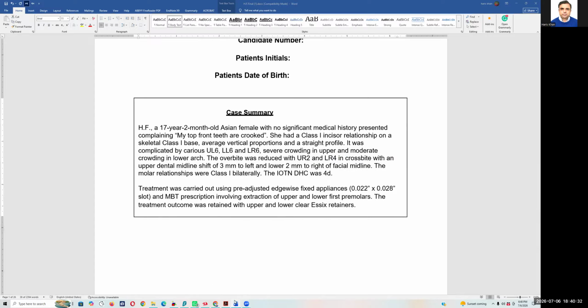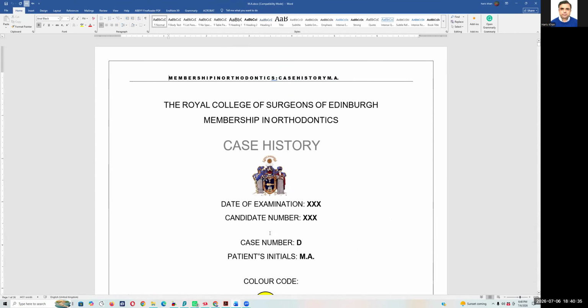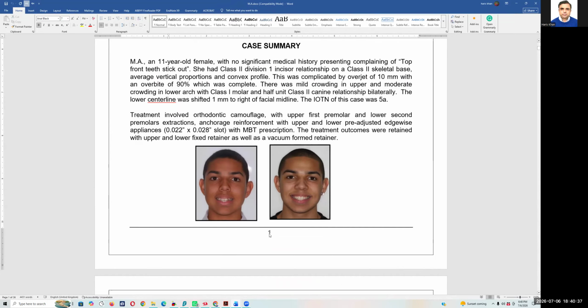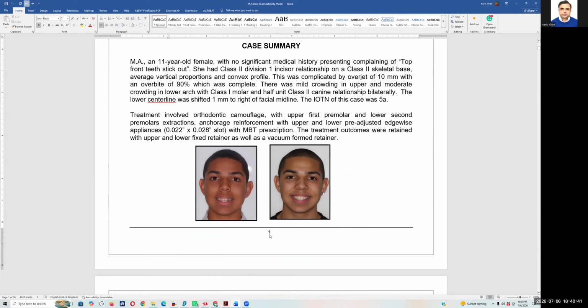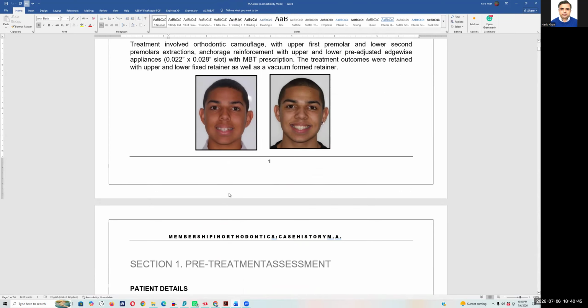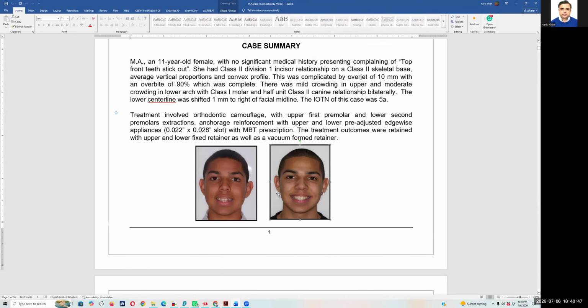And this is a standard solved template by RCS Edinburgh, right? This is an old template. I think they used to call it the 2013 template. I provided it to you people in the WhatsApp group yesterday. At the end, many people, it's a good practice, put the pictures there.